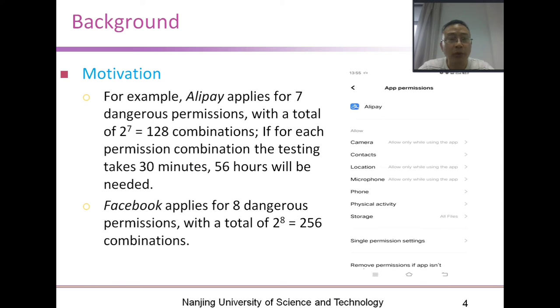For example, Alipay applies for 7 dangerous permissions with a total of 128 combinations. If for each permission combination the testing takes half an hour, a total of 56 hours will be needed. And for Facebook, it applies for 8 dangerous permissions, which requires more time for app testing.